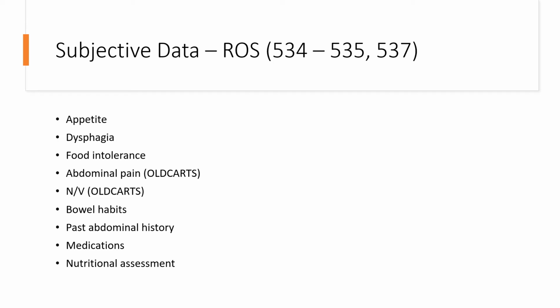Food intolerances, you want to ask about food intolerances. Abdominal pain, using old carts. Nausea and vomiting, using old carts. Bowel habits, past abdominal history, medications, and a nutrition assessment. These are all concepts included within the subjective data or review of systems.